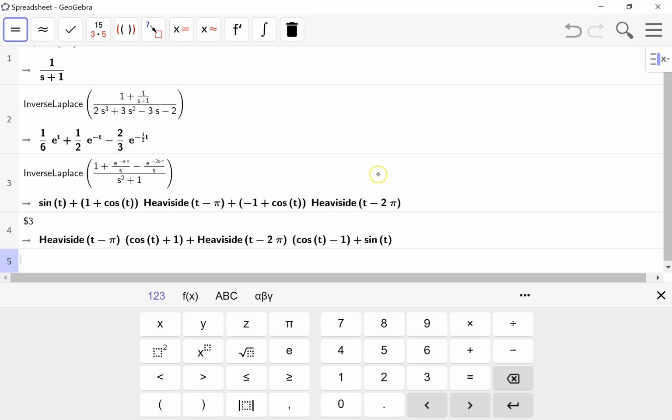Now, one of the reasons we're not seeing the t minus pi and the t minus 2 pi in here is because GeoGebra is using the periodicity of the functions to simplify. This would have been 1 minus cosine of t minus pi, and cosine of t minus pi is the same thing as the negative of cosine of t. Cosine of t minus 2 pi is the same thing as cosine of t because the period is 2 pi.